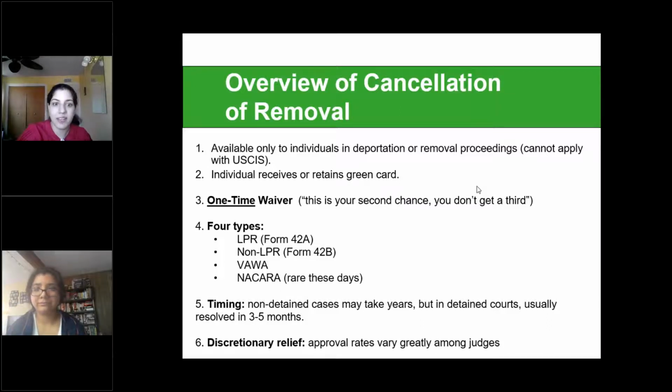Cancellation cases, when somebody is detained, can happen fairly quickly. It's the same time frame as for filing any other application in the detained court, where it can generally be resolved, at least before the Chicago court, within 3 to 5 months. And sometimes it can be even quicker if the person is ready to go with their first master calendar and submit an application. In non-detained court, it of course all just depends on the backlog of the courts. It's discretionary relief, and again, the approval rate will vary greatly among judges. Some judges are more understanding, for example, for LPR cancellation of individuals with crimes, while others are not. So a lot will depend on knowing your judge.